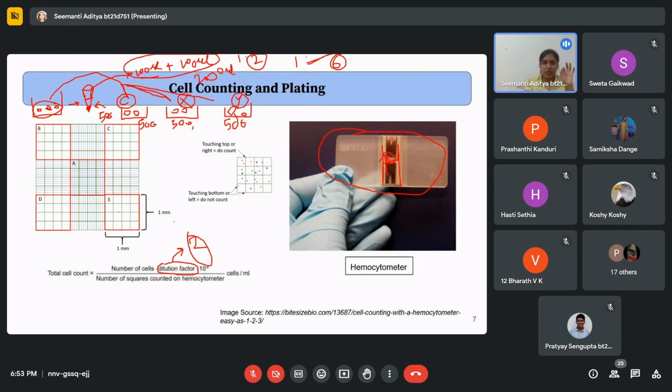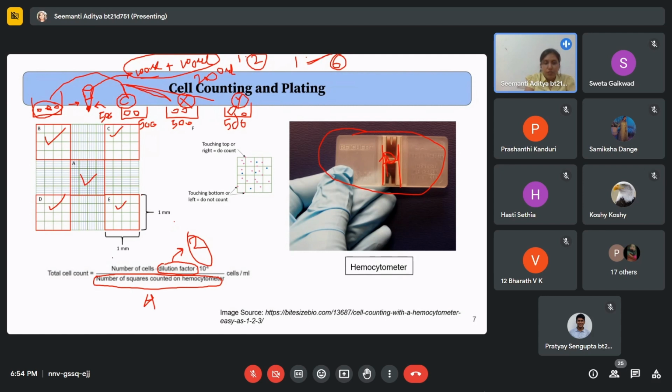Now, suppose you have put the cells in this hemocytometer grid. When we are counting the cells, depending upon what method you are following, mostly people count cells in this grid, this grid, this grid, and this grid. Sometimes people follow this square as well. Depending upon how many squares you are counting, in the formula you have to use that number of squares. If you are counting from 4 squares, you will mention 4. If you are counting from 5 squares, you will mention 5. So for example, if I am counting from 4 squares, I will mention 4 over here.